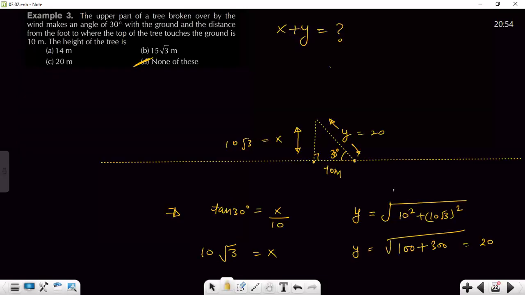Okay, in the solution, let A be the part of the BC with the broken part. Okay, 15 root 3. But our answer was 10 root 3 plus 20, which is not in the options. Okay, let's see where we have made a mistake.